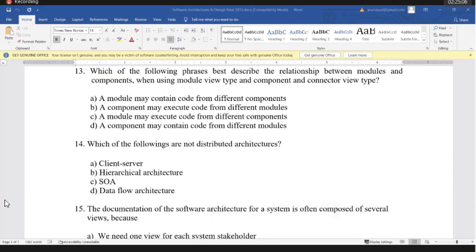As far as the basic concepts are concerned, hierarchical, layered architecture and data flow are not distributed. They don't have the direct concepts of distributed architecture. The idea of a distributed system is not conveyed in these two styles, B and D. So it's A and C.